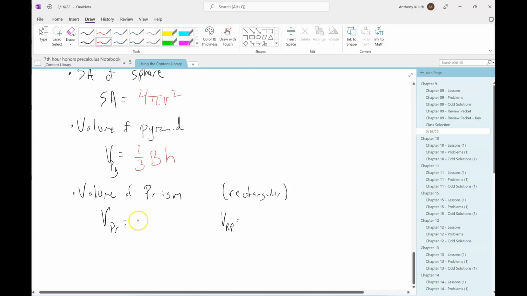And in general, I mentioned this earlier, the volume of a prism is just the area of the base times the height. So in a rectangular prism, the base is a rectangle. So length times width times height.